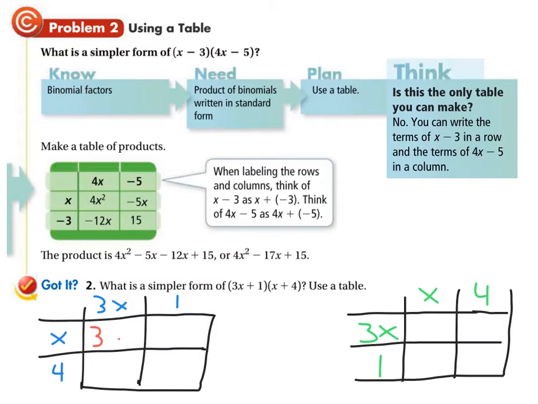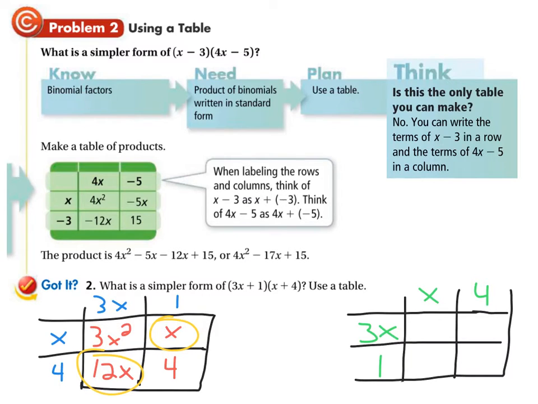3x times x, 3x squared. X times 1, x. 4 times 3x, 12x. And 4 times 1, 4. Okay? And of course, which can we combine? We can combine these right here because they're both x terms.